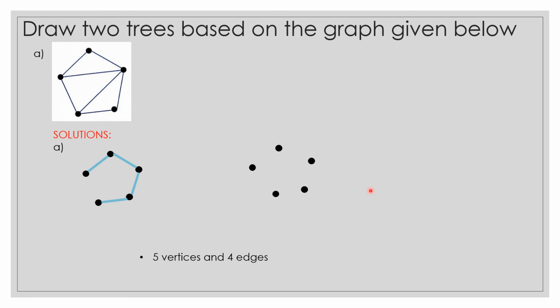Another one, you can draw like this. Remember, the positions must be the same. This part, this part, this part, and all the vertices are joined.